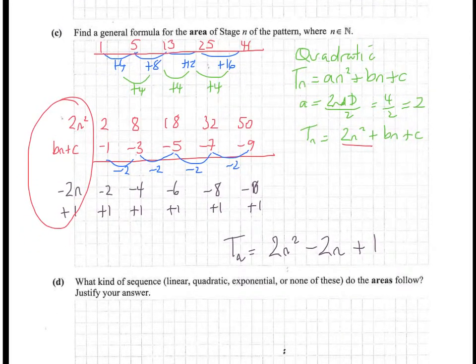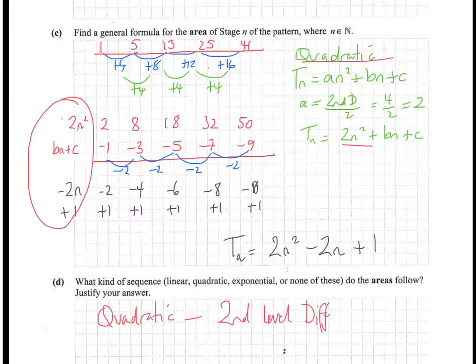And the last part of the question is reasonably straightforward. We've already discussed it. We know this is quadratic. We know that because we worked it out. We had to work it out because we were given the fact that the second level differences were constant. So we know it's quadratic. We've already answered that question, and the reason is that second level differences are constant.